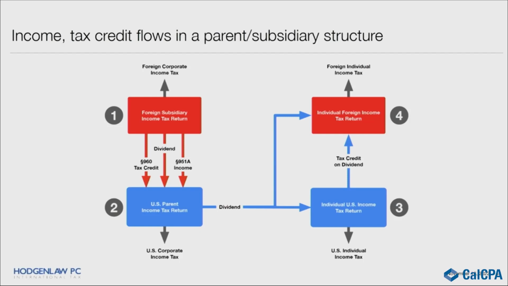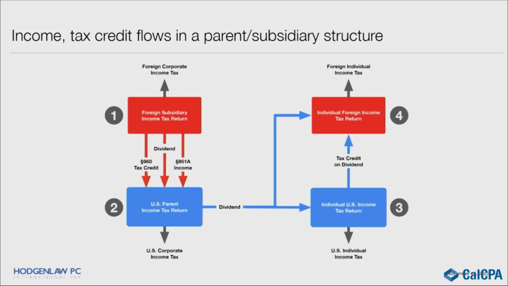It has to be reported on the individual income tax return in the foreign country and in the United States. Now, in this case, the individual in the foreign country is going to be looking at foreign source dividend income, right? If you're living in Germany, you're receiving a dividend from a U.S. corporation, and that's what the German tax authorities are going to be seeing on the individual tax return. So that's going to make a difference in the way that the tax credits work.